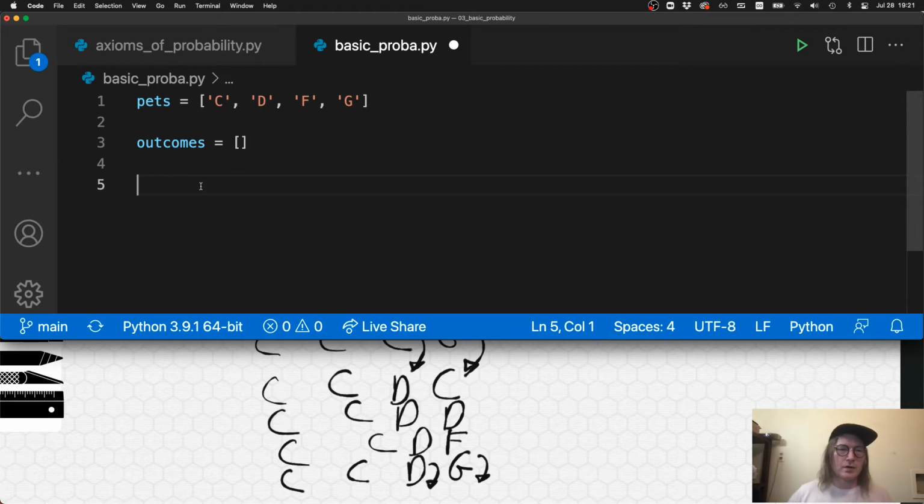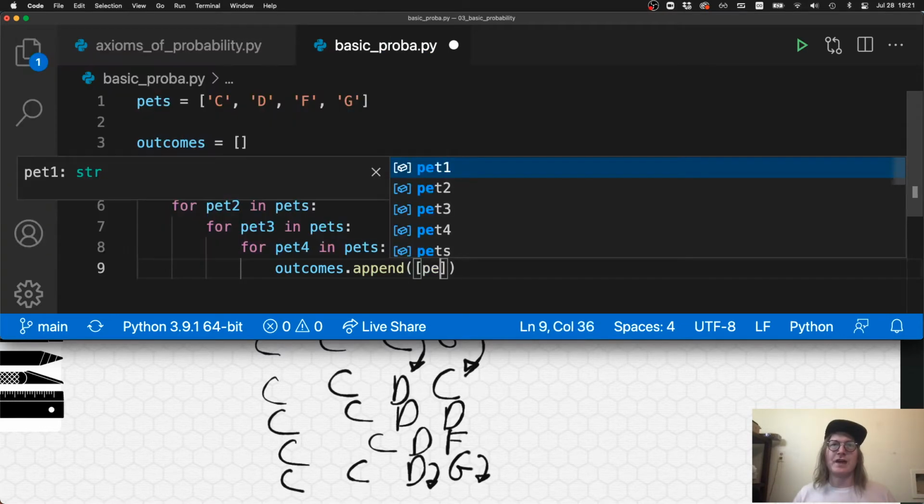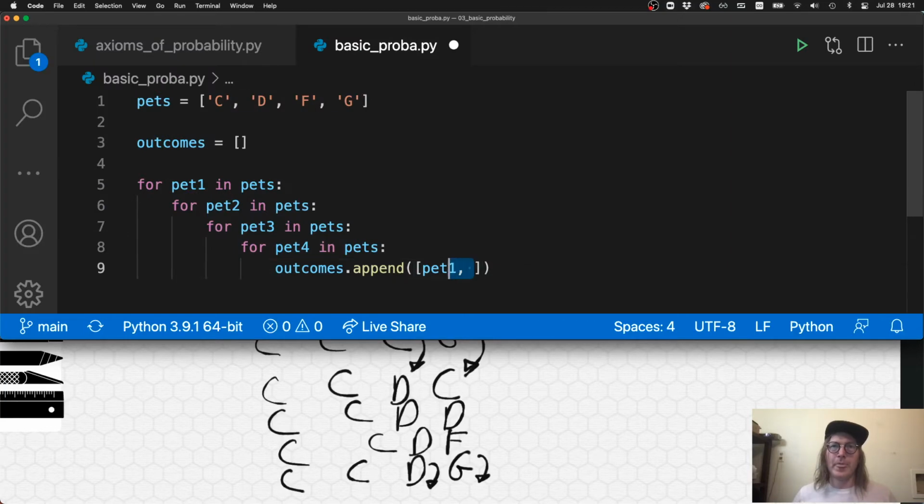In code, we can do it with loops. So I can say for pet1 in pets, and I can just do this 4 times, and pet2, pet3, and pet4. I'm going to say outcomes.append, and I'm going to append a list that is pet1, pet2, pet3, pet4. Copy paste is your friend.